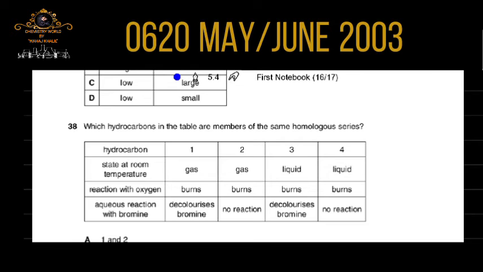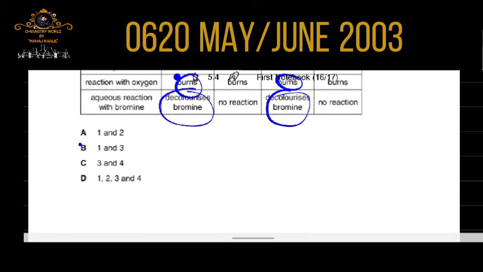Which hydrocarbons in the table are members of the same homologous series? The table gives state at room temperature, reaction with oxygen, and reaction with aqueous bromine. We have to see that the reactions must be the same. Room temperature is gas and it is liquid. It burns, it also burns, it decolorizes bromine, it also decolorizes bromine. So 1 and 3. Option number B.